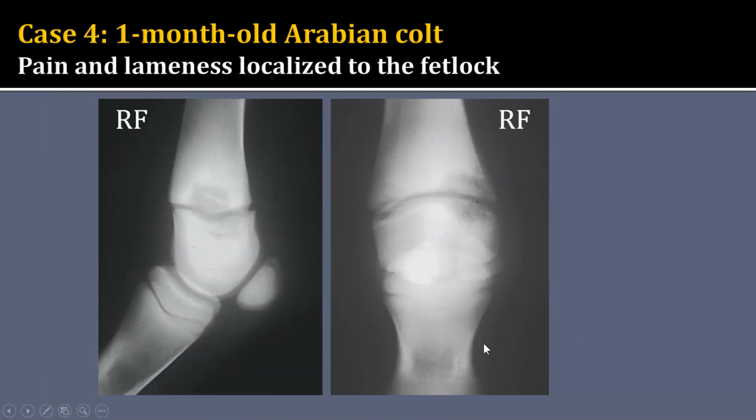All right, let's look at the next case. This is a 1-month-old Arabian colt who has pain and lameness that is localized to the right front fetlock. And so we have orthogonal views, lateral and a DP. Typically of the fetlock, we would have 2 oblique views. So right away I notice that I don't have a complete study.